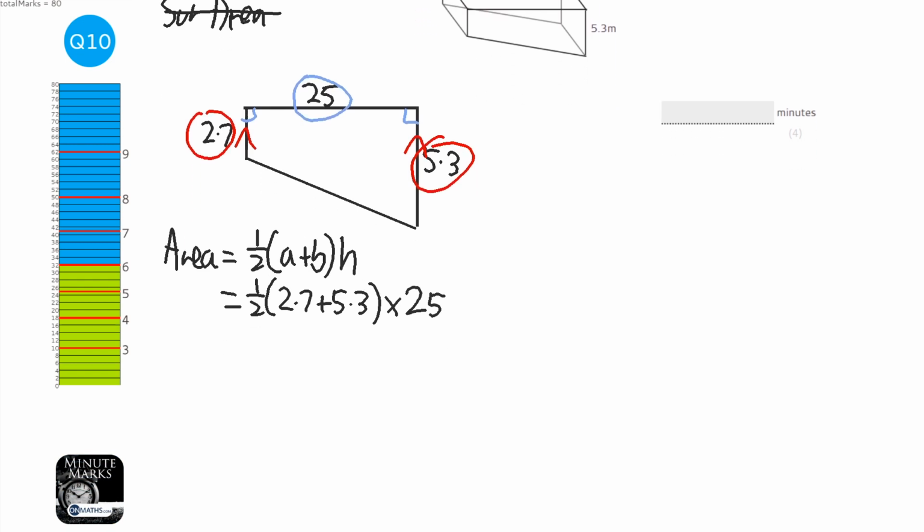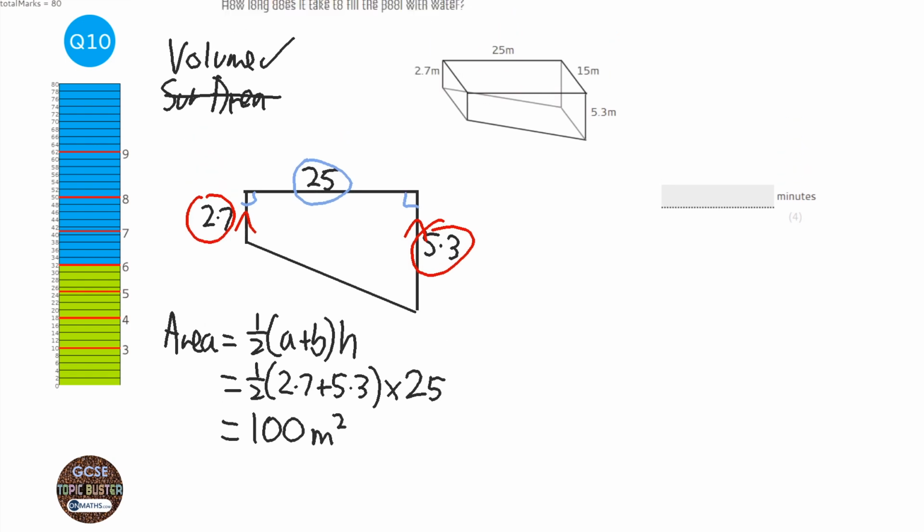Okay, so we'll crack our calculator out. 2.7. Some of you will probably see this straight away. So the first bit comes out as 4, because halfway between 2.7 and 5.3 is 4. And then times 25 is going to be 100. So the area is 100 meters squared.